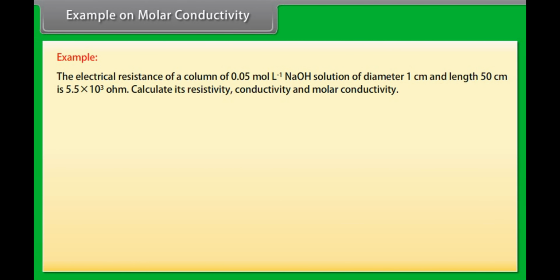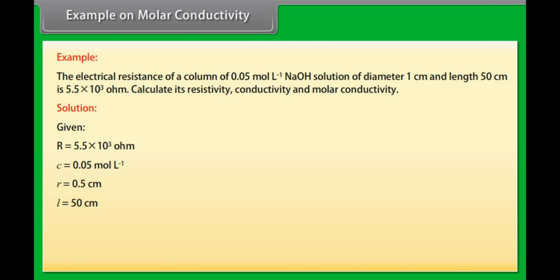The electrical resistance of a column of 0.05 mole per liter NaOH solution of diameter 1 centimeter and length 50 centimeter is 5.5 into 10 raised to the power 3 ohm. Calculate its resistivity, conductivity and molar conductivity. Let's see the solution. Here given values are R is equal to 5.5 into 10 raised to the power 3 ohm, C is equal to 0.05 mole per liter, r is equal to 0.5 centimeter, L is equal to 50 centimeter.